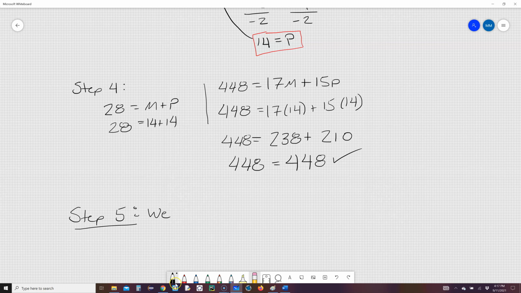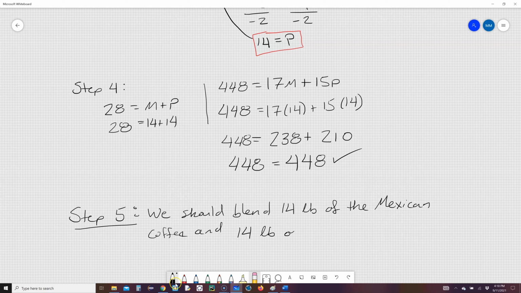We answer the question now. We should blend 14 lb, for pounds, of the Mexican coffee and 14 pounds of the Peruvian.